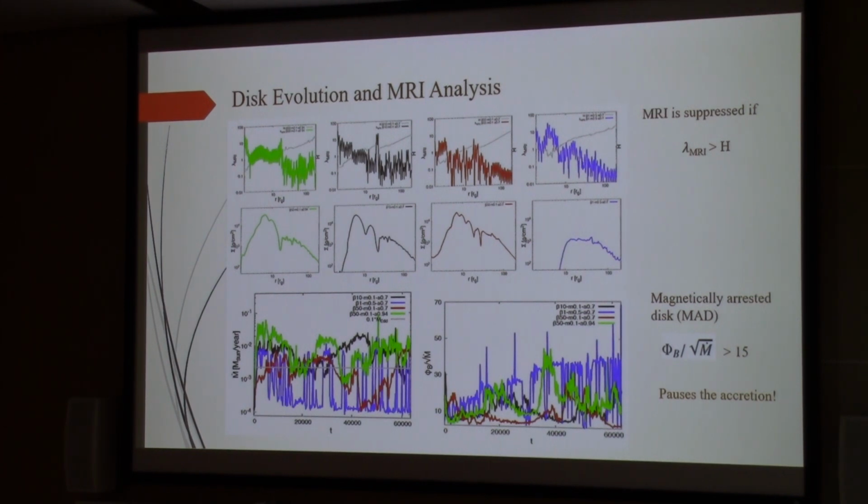All right, so we claim that we want to actually measure alpha from this simulation, so we should do some MRI analysis, because MRI is responsible for creating this alpha viscosity. As a first step, we can compare the wavelength of the fastest growing mode with the scale height of the disk. And we know that if lambda MRI is greater than H, it means that the MRI is suppressed and it's not effective anymore. That's what's happening at the inner region of all these cases. This is exactly the place where we have this plasmoid structure being formed. So we see that MRI is not really effective in these regions.